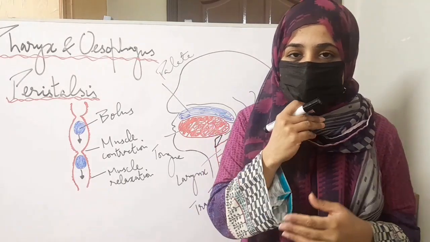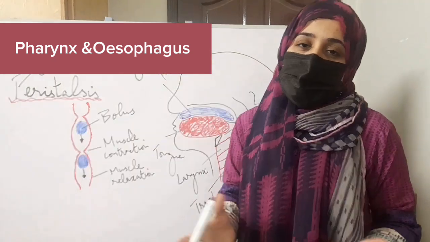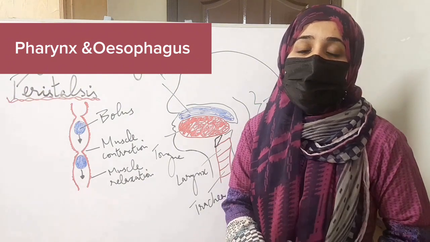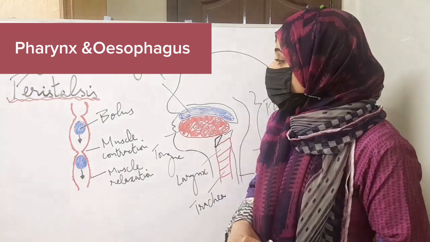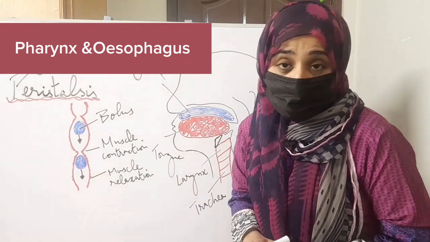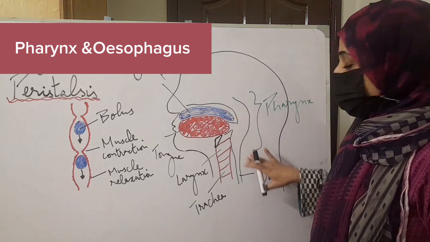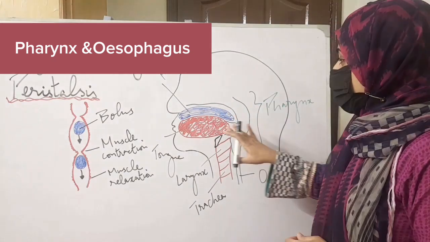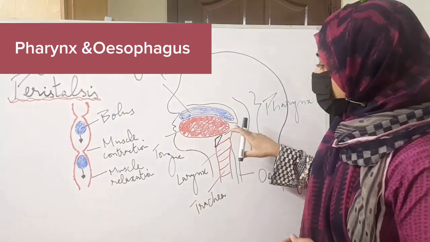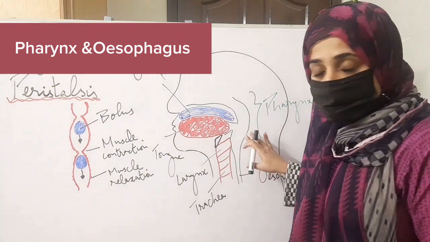This is Samreen Hashmi, and the topic which we are going to discuss today is the pharynx and esophagus. As we are discussing the digestion in humans, in the previous lecture we discussed the oral cavity. So after the bolus formation in the oral cavity, the next step during swallowing is the movement of bolus from the pharynx towards the esophagus. When bolus is formed in the oral cavity, it is pushed towards the esophagus through the pharynx.